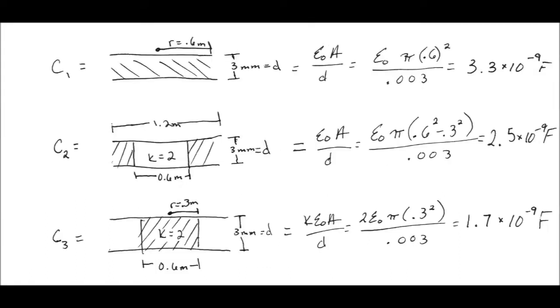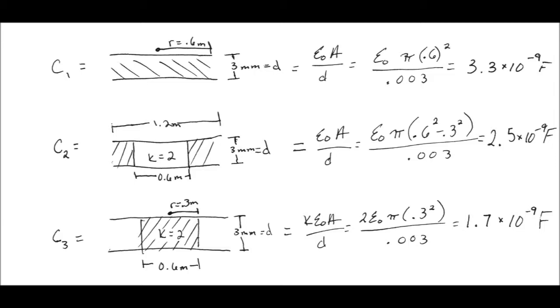For the first capacitor extracted from the previous image, we can see by the equation epsilon naught times the area over the distance that we can just plug in the dimensions and yield a result of 3.3 times 10 to the negative 9 farads. For capacitor 2, we only want the outer portion. We'll consider the dielectric as capacitor 3.